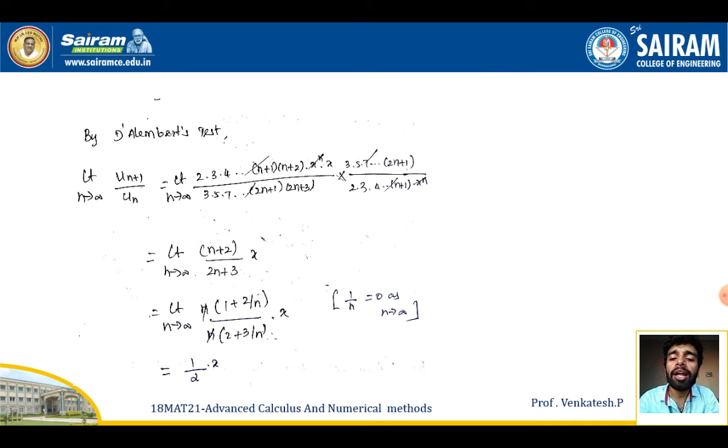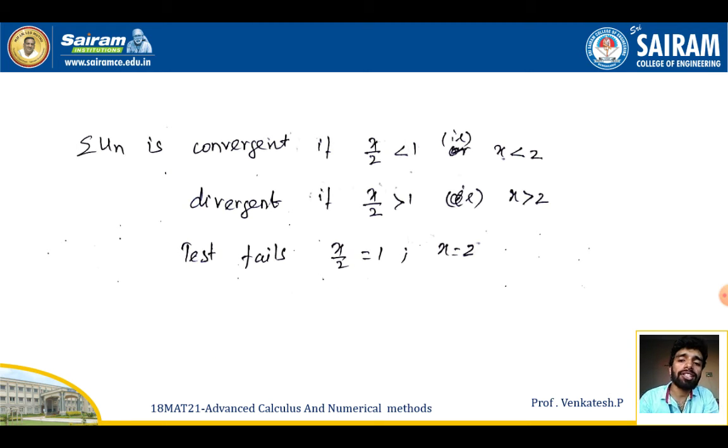So to avoid that, I am taking n common factor from the numerator and denominator. N gets cancelled. The left out term is limit n tends to infinity (1 plus 2 by n) by (2 plus 3 by n) into x. So now if I apply the limit, I will get 2 by n will be 0, 3 by n will be 0, answer will be 1 by 2 into x. I got it. So here the term having x term, directly we can't say it is convergent or divergent.